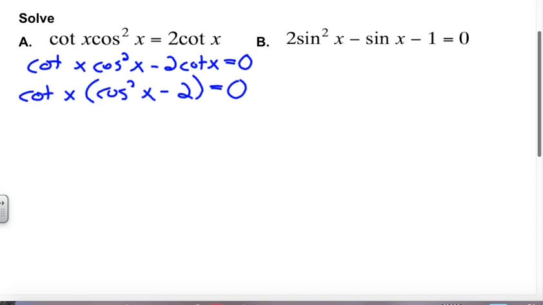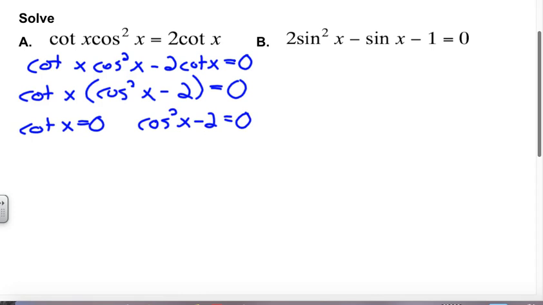All right, now we have two factors multiplying to equal 0. So one of two situations has to happen. Either the first factor's got to be 0 or the second one's got to be 0 in order for them to multiply to be 0. So we got to set each of them equal to 0 to solve. So cotangent of x equals 0 or cosine squared of x minus 2 equals 0. All right, and then we can solve.